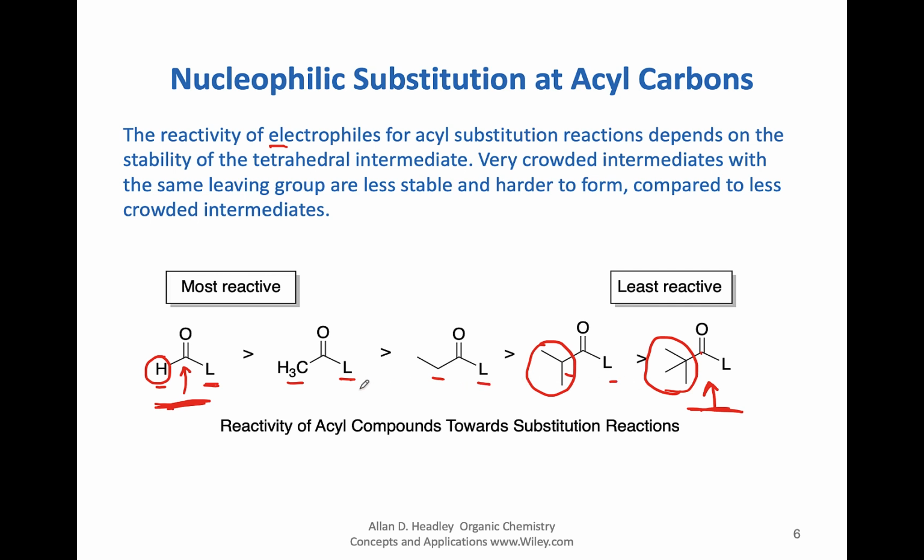So this is now more reactive as an acyl compound towards nucleophilic substitution compared to this compound, which is very crowded and the tetrahedral intermediate is very strained and in fact very unstable. Notice again that we're making the comparison using the same leaving groups. We're just varying the groups that are bonded to the acyl carbon. So in summary, the smaller the group that's bonded to the acyl carbon, the more reactive that acyl compound is towards nucleophilic substitution at the acyl carbon. The larger the group that is bonded to the acyl carbon, the less reactive is that acyl compound towards nucleophilic substitution at the acyl carbon.